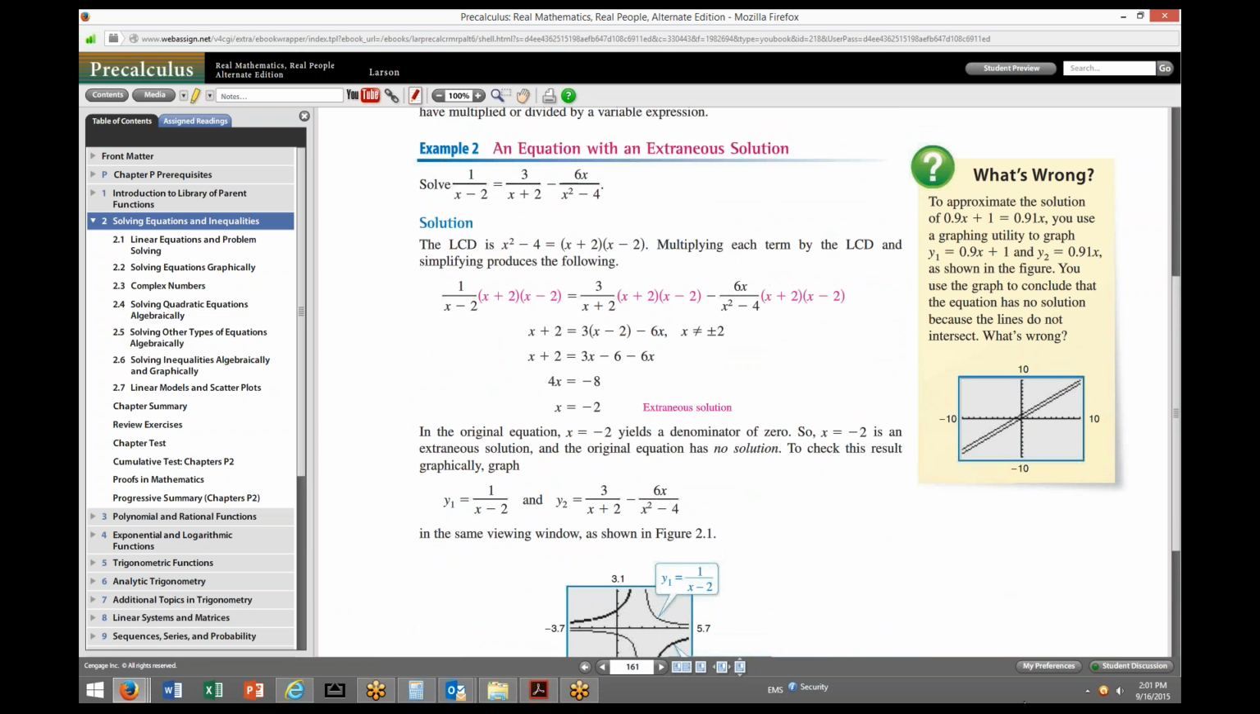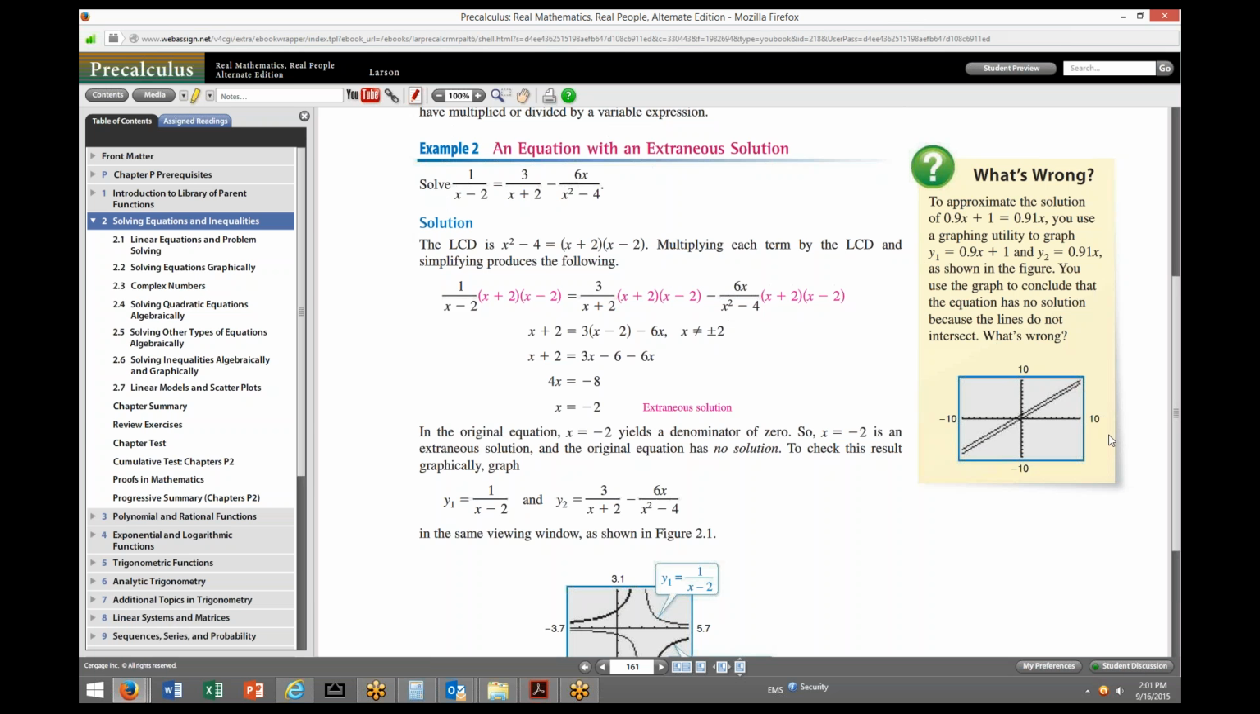Solve: 1 over x minus 2 equals 3 over x plus 2 minus 6x over x squared minus 4. At first glance, it looks like a fairly complicated equation with 3 different denominators. It turns out those 3 denominators are actually closely related, though, because the x minus 2 and the x plus 2 denominators, if we multiply each of those times the other, of course, we get exactly x squared minus 4.